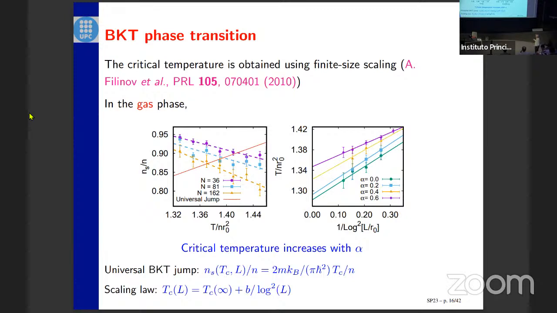And what we see is that, look at here. The intersection here is the estimation of the critical temperature in the infinite limit. What you see is that when you increase the angle, the critical temperature increases. So this is our prediction. If the system is just isotropic, this is the critical temperature. But when you increase alpha at a given density, the critical temperature slightly increases. It seems that the system is more robust against fluctuations when I put this alpha.